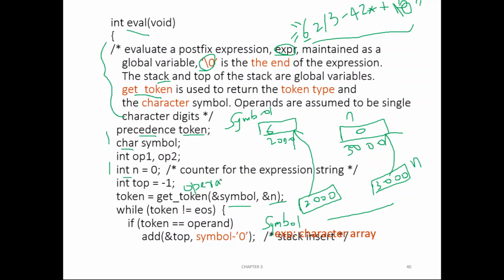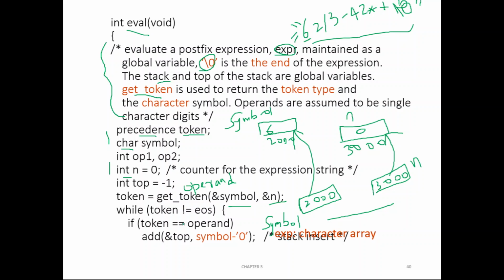Okay, fine. Next, see, there is a while loop. What it does, while token not equal to UOS. Is token equal to UOS? No. Token is equal to operand, which is not UOS. Then it enters the loop. If token is equal to operand, if the token is an operand, then what it should do, it should push into the stack.